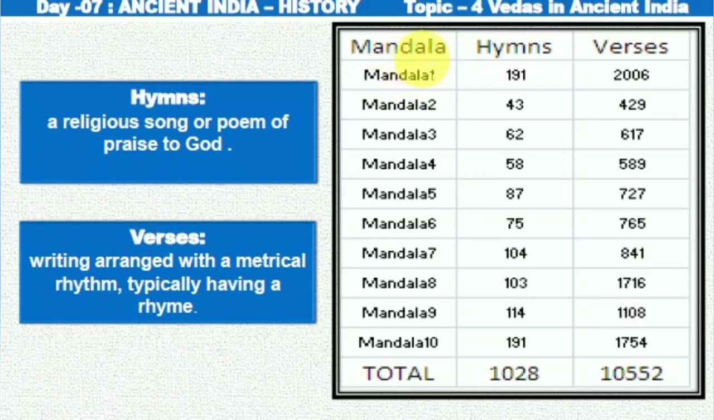So, Mandala 1 has 191 hymns and 2006 verses, and likewise, you can watch here and remember, or make a screenshot here to remember these. All these numbers are not important, but you need to know the total of 1028 hymns and 10552 verses, and roughly it is 10,600 verses.